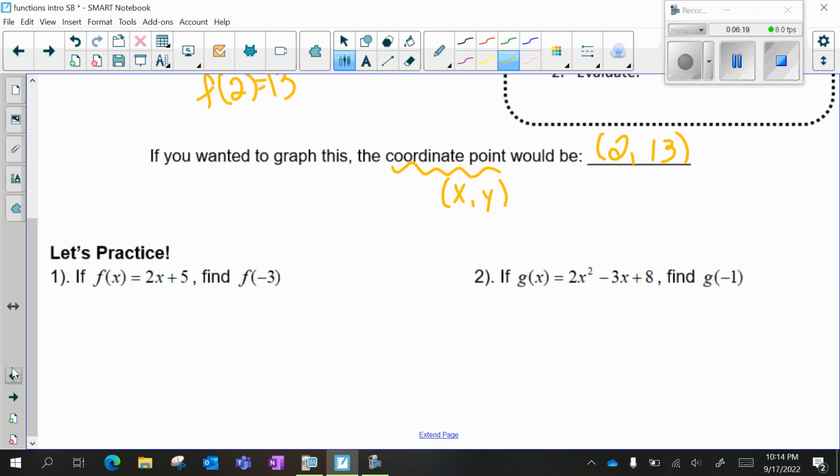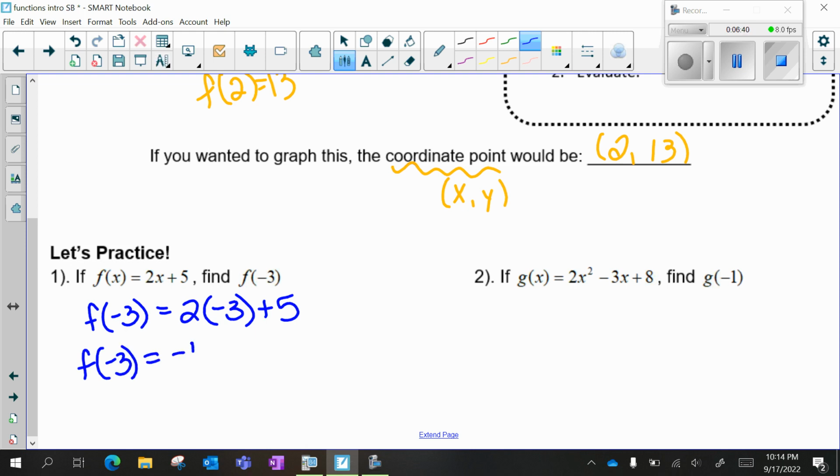So just taking a look at 2 additional practice problems here. F of x equals 2x plus 5. Find f of negative 3. It's especially important with negatives that we substitute with our parentheses. So 2 times negative 3 gives us negative 6 plus 5. F of negative 3 is equal to negative 1.